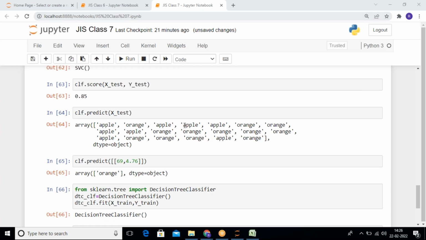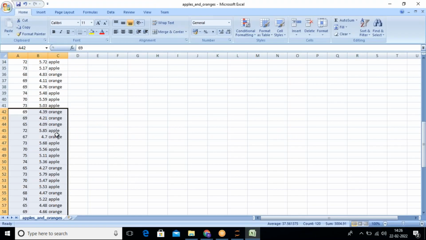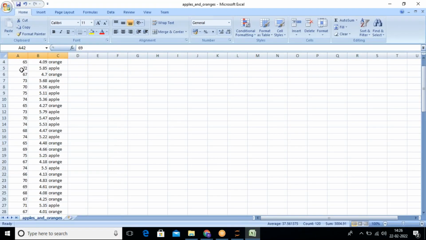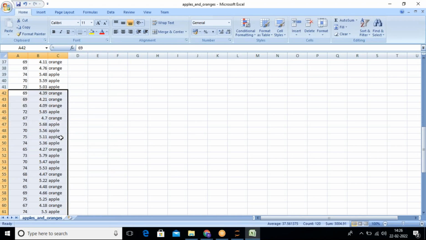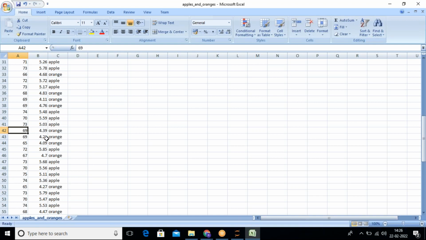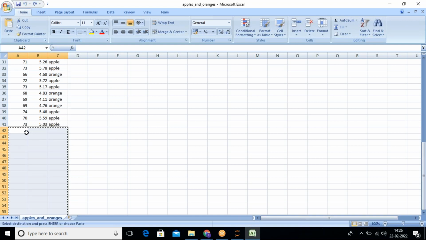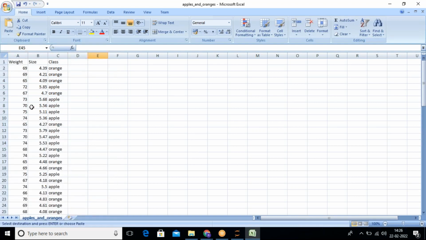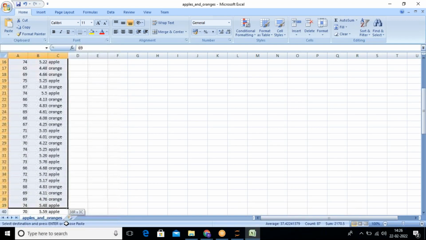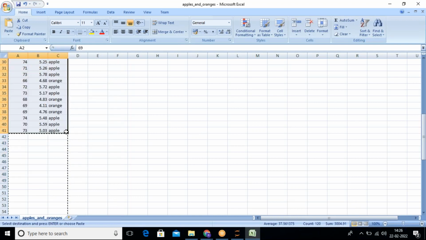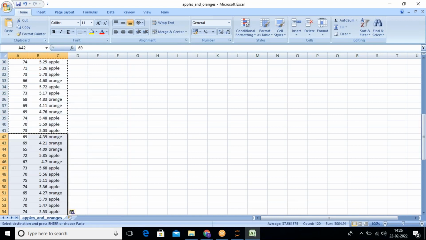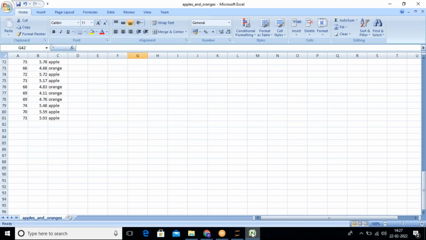See, I have done one trick. This is the data set. I have copied the whole data set, the 40 rows, and I have pasted it once again. So my data set is doubled. Okay, now let us run this.